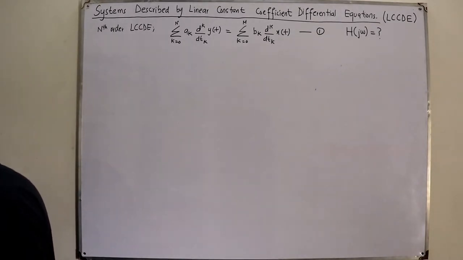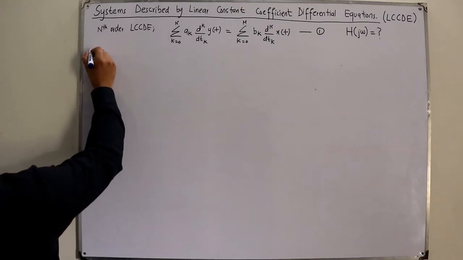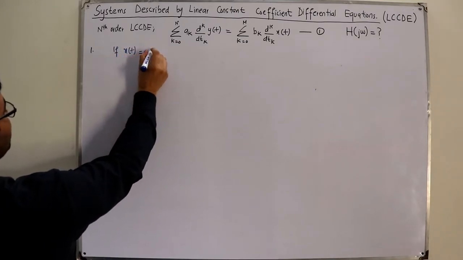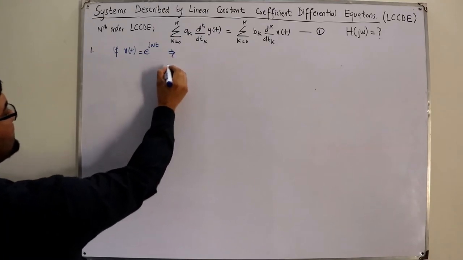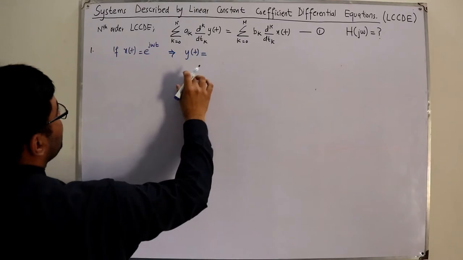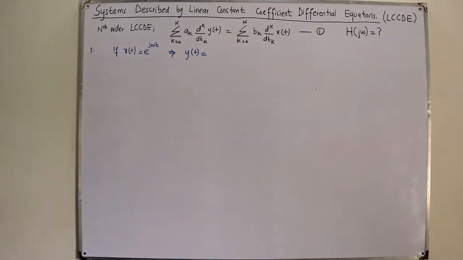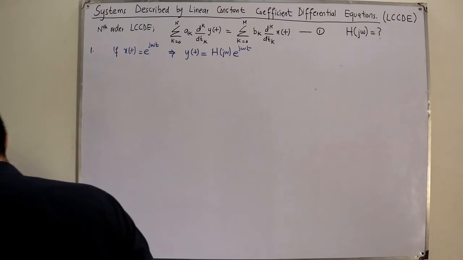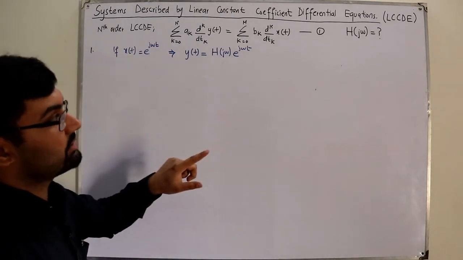Now, if I have to calculate H of j omega, so what do I do? First of all, let's say I have a method number one. If I consider my x of t is an exponential signal, e to the j omega t, as an input to an LTI system, so what does this mean? The output would be, as this is the eigenfunction of the system, equal to some scaling factor, and that scaling factor is H of j omega, multiplied by e to the j omega t. This is because this is the eigenfunction of the system. We know it very well.